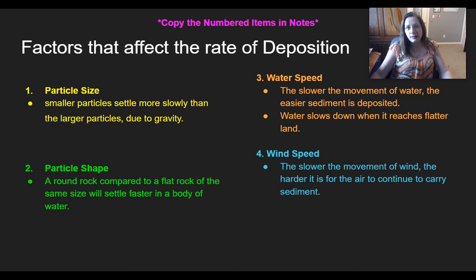So water speed. The slower the movement of the water, the easier the sediment is deposited. So that makes sense, right? If the water's going slower, then deposition's going to happen faster. That stuff's going to stop moving. If the water slows down, then it reaches the flatter land, right? Because we know that when things are flat, they don't get pulled by gravity as much as when they're sloped. All right, and then wind speed. The slower the movement of the wind, the harder it is for the air to continue to carry sediment. So deposition will happen quicker if it is less windy, which makes sense.